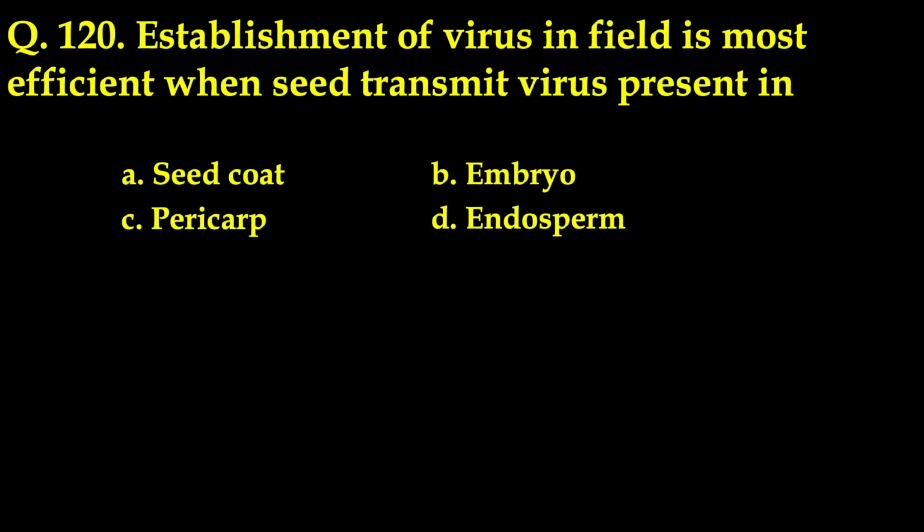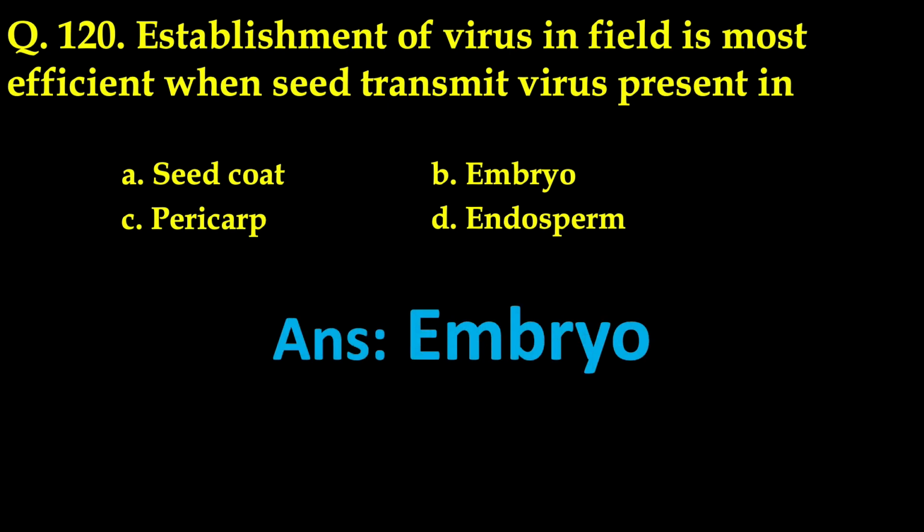This is another question. Establishment of the virus in field is most efficient when seed transmitted virus is present in. There are 4 options: seed coat, embryo, pericarp and endosperm. The correct answer is embryo.